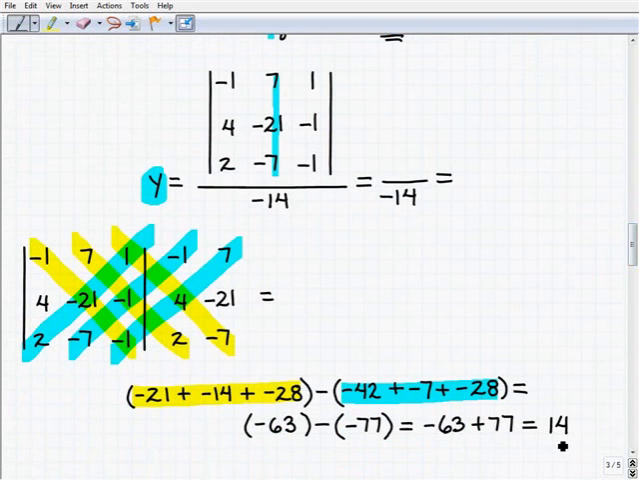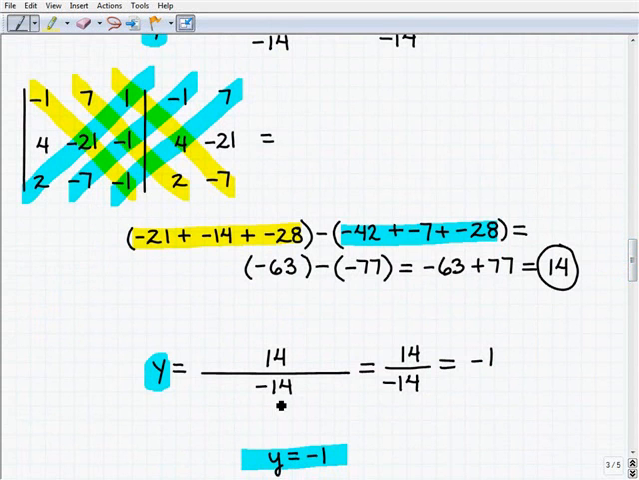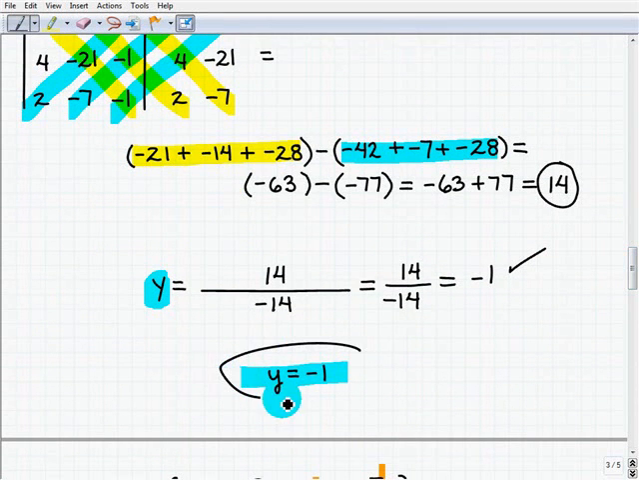I got a positive 14, and here, once again, I did this by using a diagonal method of finding these 3x3 determinants. So you can pause the video and review what I did here, or go back and watch the lesson on 3x3s. But you should have got a positive 14. I'm going to divide it by that negative 14 that we found was our very first determinant. So 14 divided by negative 14 is negative 1. All right, so y now is equal to negative 1.